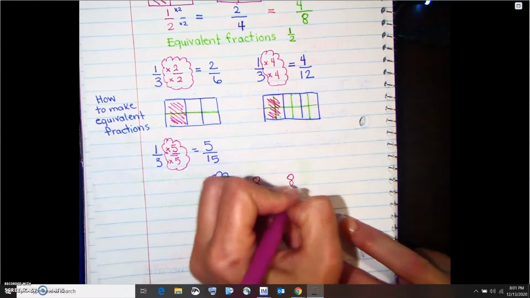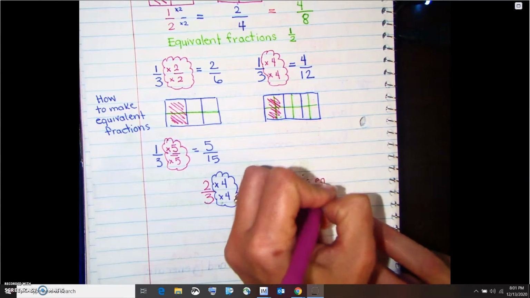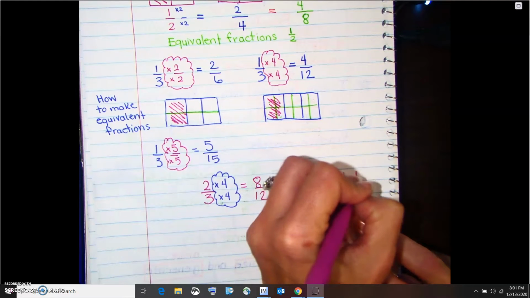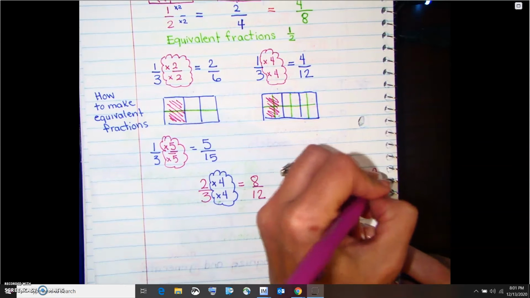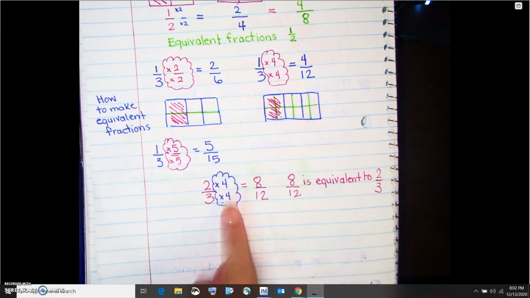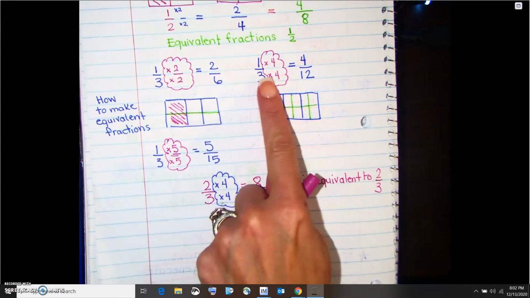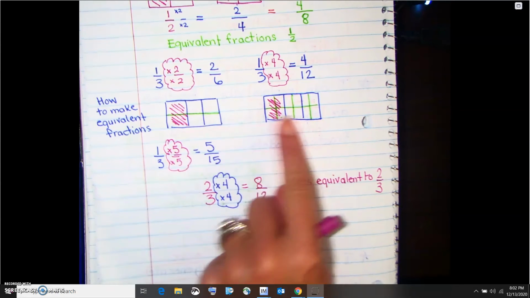So 8/12 is equivalent to 2/3. So we'll be practicing today making equivalent fractions. Once we understand this, we don't have to draw it anymore. The drawing was just to prove to you that what I'm telling you does still make those fractions the same.